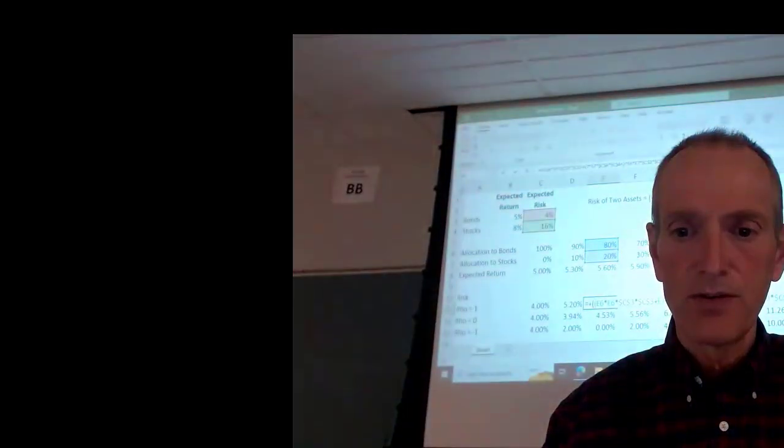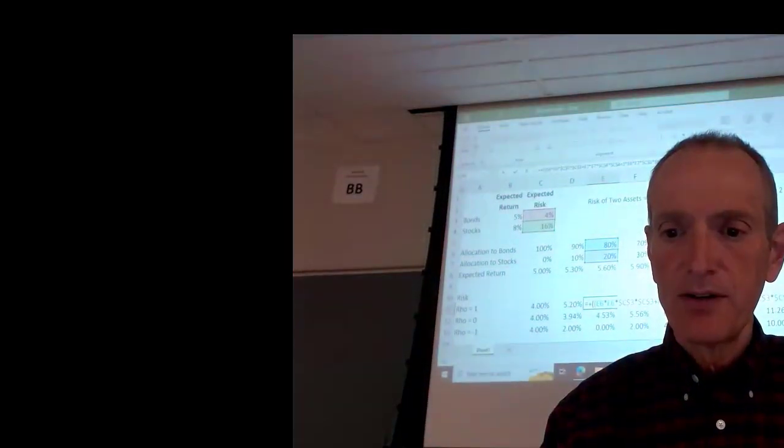So that's all I've done here. I took the weight of A squared times the standard deviation of A squared, plus the weight of B squared, which is stocks, times the standard deviation of B squared, plus 2 times weight of A, standard deviation of A, weight of B, standard deviation of B, times here the correlation was 1, and I took the square root of that. Here I did it with 0, here I did it with 1.